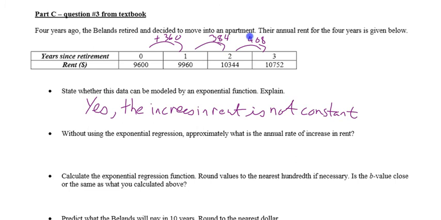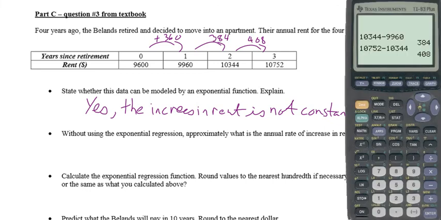So it's probably a percentage increase then, right? Without using exponential regression, approximately what is the annual rate of increase in rent? Okay, so what's the percent increase then? So what is 360 as a percentage of 9,600? How would we figure that out?